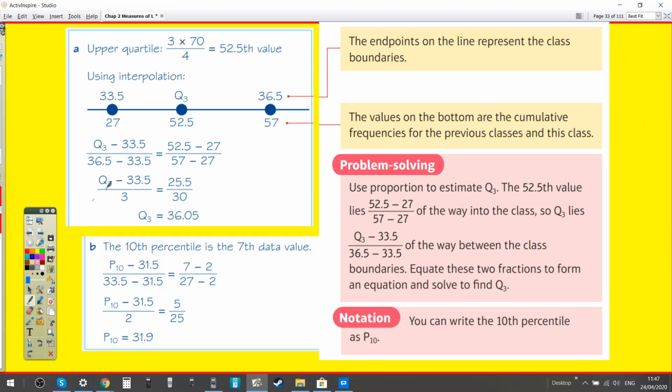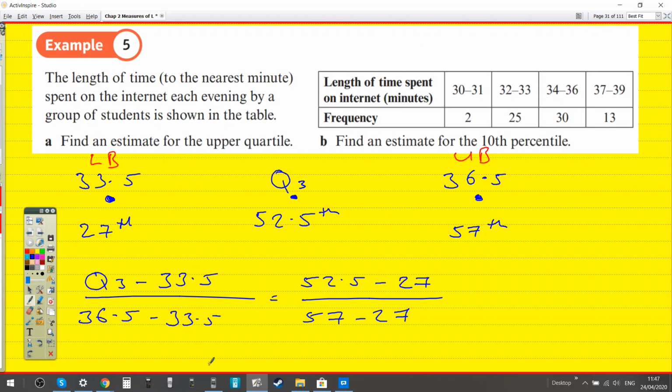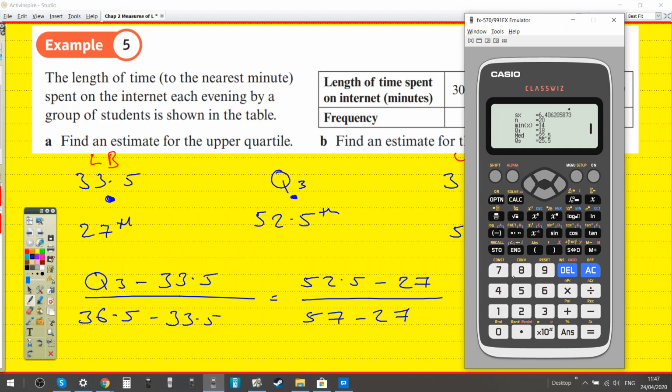Let me just make sure. So Q3, 33.5, 36.5, 33.5, yes. 52.5, 27, 57, yes. So you can now put this into your calculator with X and get the answer that way. Okay. And so it's going to take practice. This is something that most students get wrong come exam time, and with good reason. Try putting this in, see what you get.